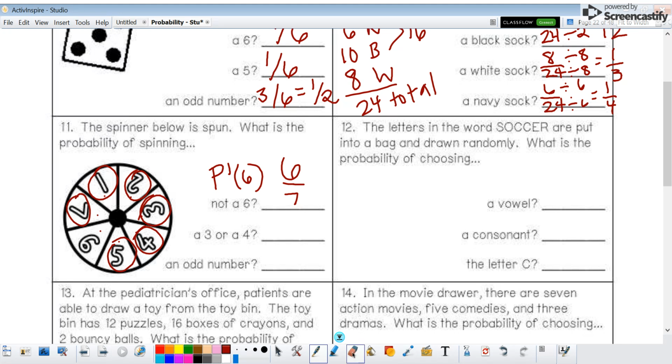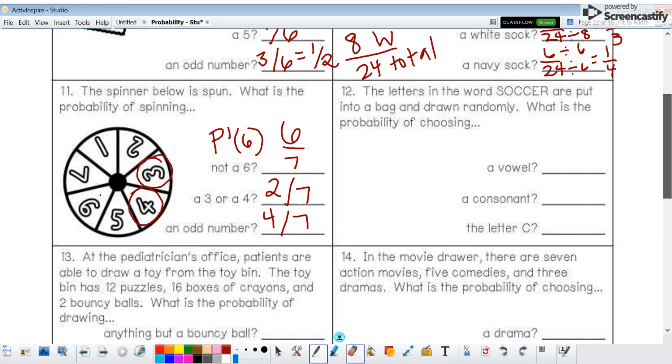Alright, our next question. What about the probability of spinning a 3 or a 4? So if we look at that, that means I'm going to spin a 3 or 4. That is 2 out of the 7 chances. And what about an odd number? That's going to be 1, 3, 5, or 7. That's going to be 4 out of 7 chances.